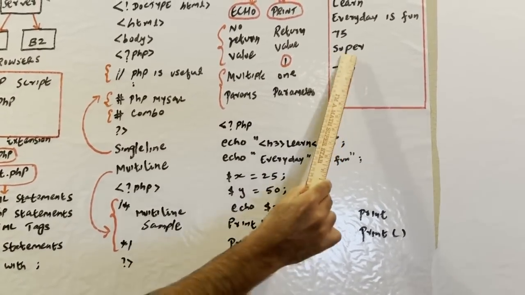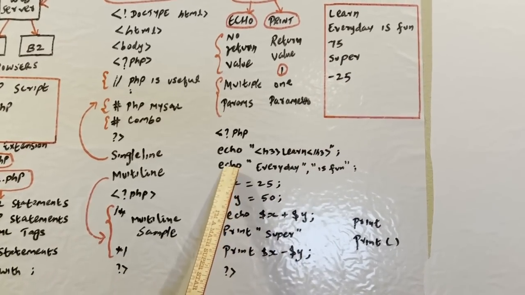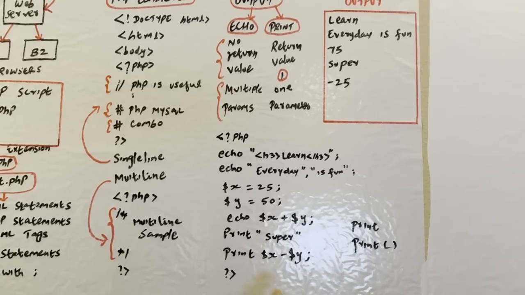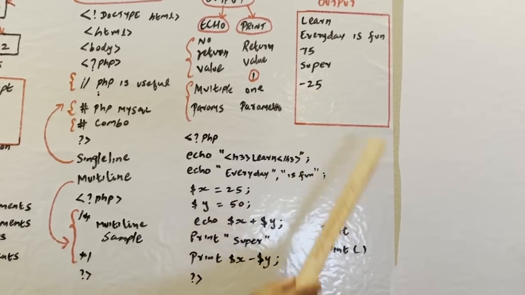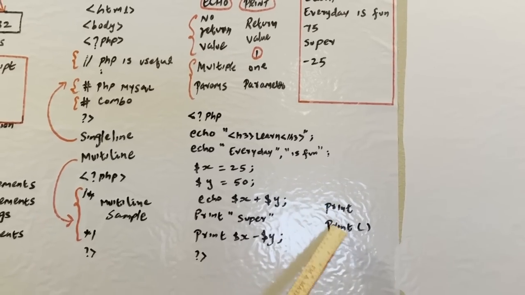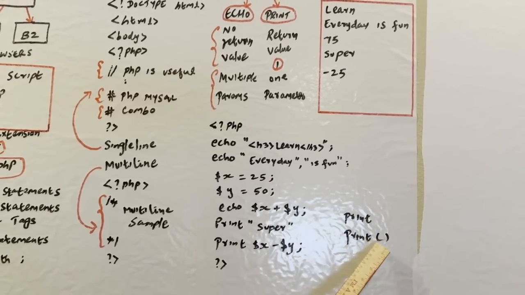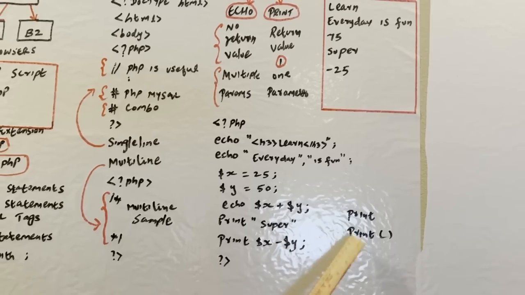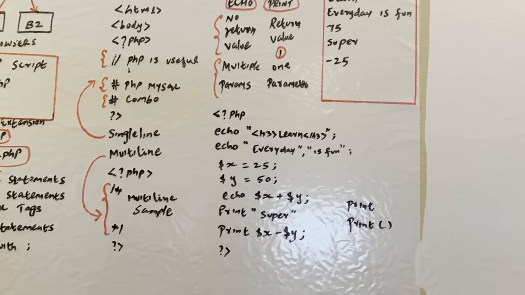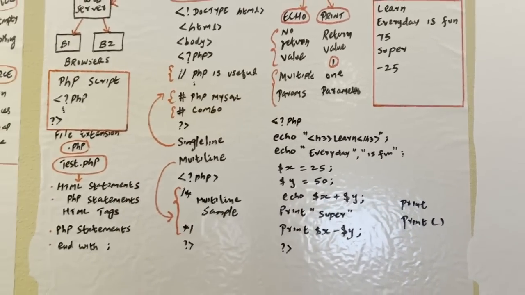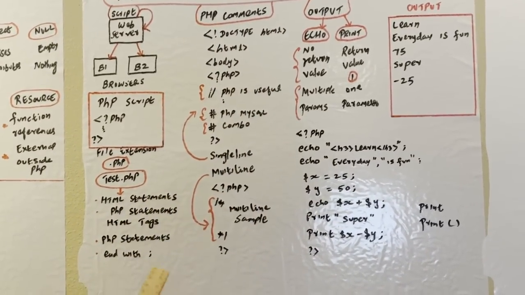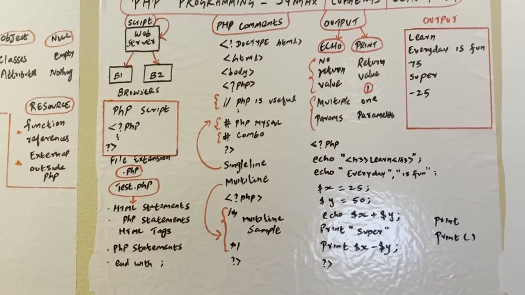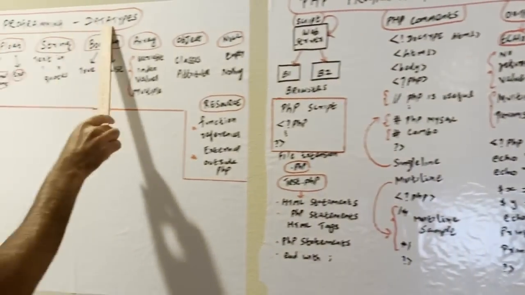Print, super. Same thing I'm using. Instead of echo, I use print. $x minus $y, negative 25. You can use print in 2 different forms. Either print, see I didn't use any parentheses. You can use parentheses for clarity. So here we saw some introduction about syntax, comments, echo, print. I gave a lot of examples. Let's move on to the next one, data types.